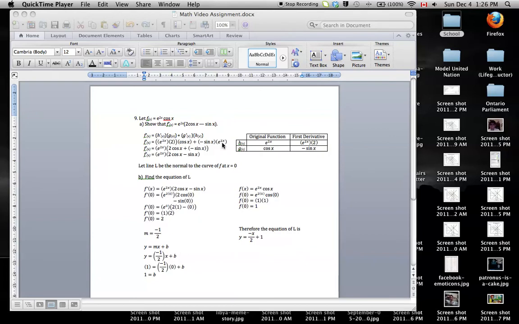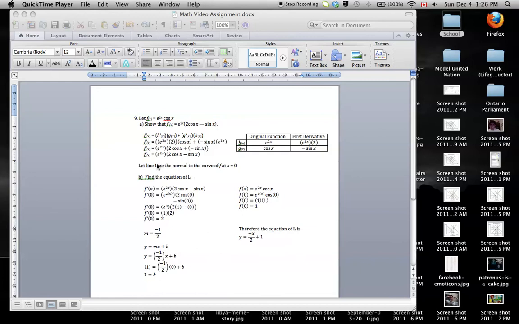Now, if we use simple factoring, we can factor out e to the power of 2x, which gives us e to the power of 2x times (2 cos x plus negative sine x). And if we get rid of these brackets, we get e to the power of 2x times (2 cos x minus sine x), which is what we're trying to find.